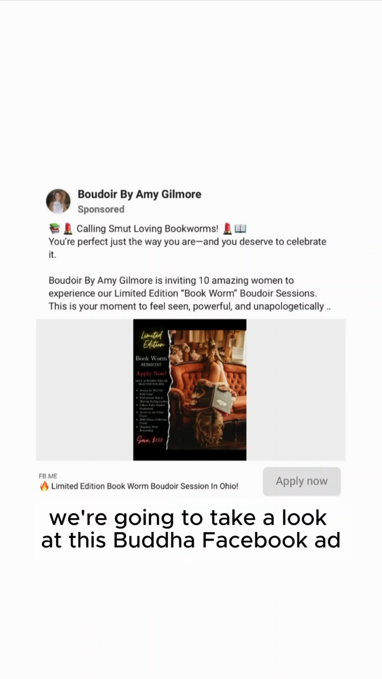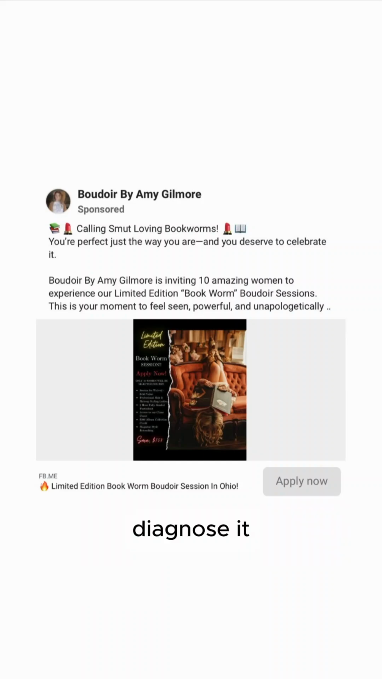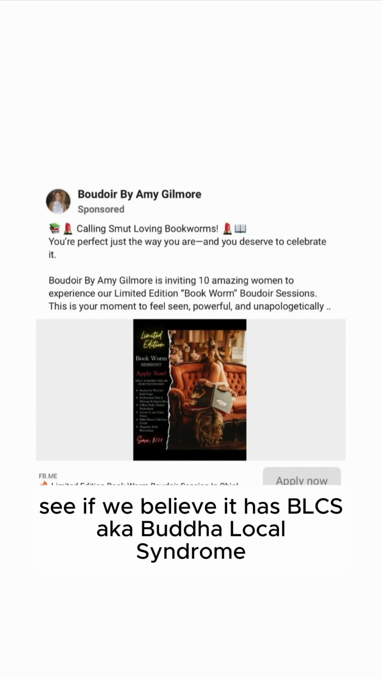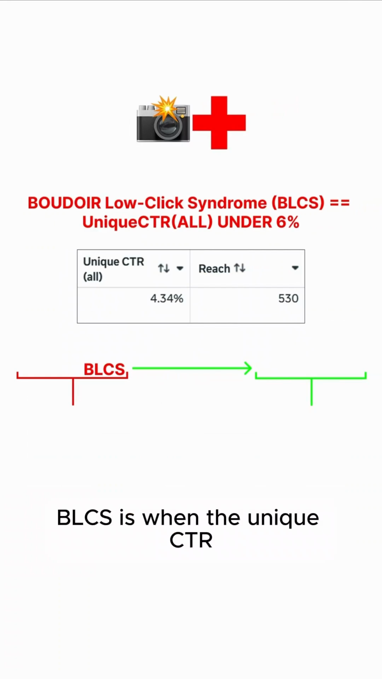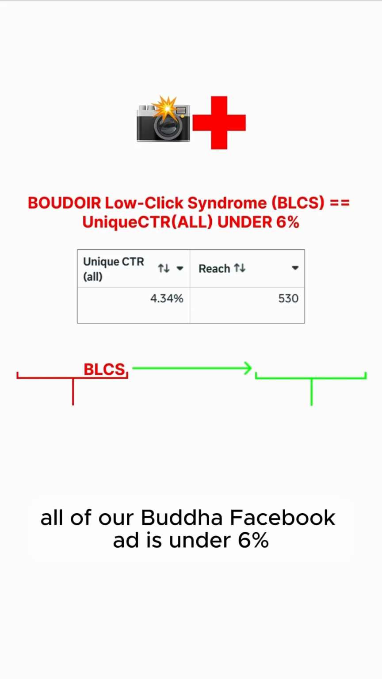All right, we're going to take a look at this Boudoir Facebook ad, diagnose it, see if we believe it has BLCS, aka Boudoir low click syndrome. So, Boudoir low click syndrome, BLCS, is when the unique CTR all of our Boudoir Facebook ad is under 6%.